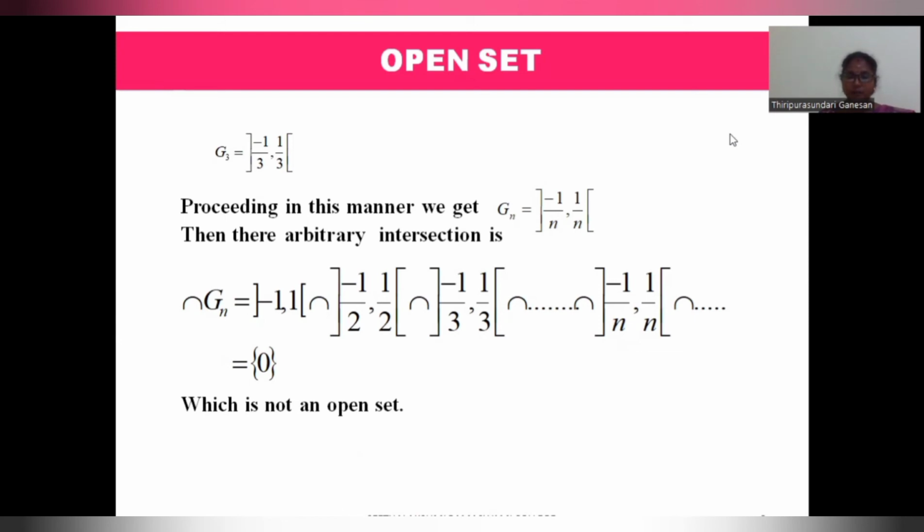Now we take the arbitrary intersection of these open intervals. That is, the intersection of G_n is the open interval (minus 1, 1) intersection with the open interval (minus 1 by 2, 1 by 2), and so on, intersection with the open interval (minus 1 by n, 1 by n), and so on. By taking this intersection of these open intervals, we finally get a single point, that is 0. That is, we get the singleton {0}. Clearly, we can say that this set is not an open set because we already said that every singleton set is not an open set.